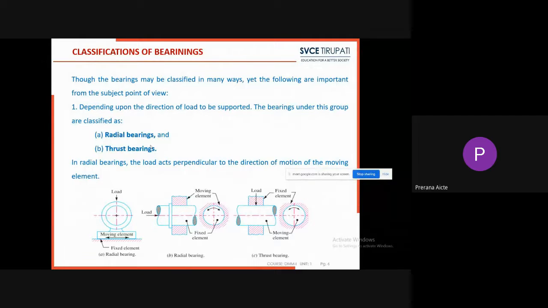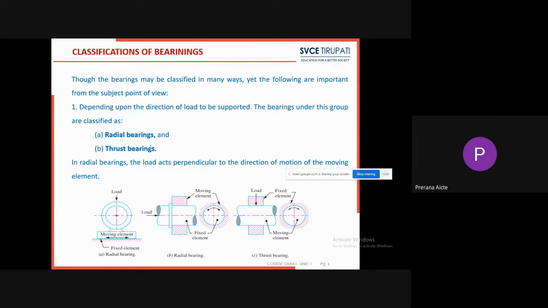Based on the direction of the load, for example, if you apply a load along the axis, that is called a radial bearing. If I apply a load perpendicular to the axis, that is called a thrust bearing. So based on the direction of the load, we can classify two types: one is a radial bearing and one more is a thrust bearing.